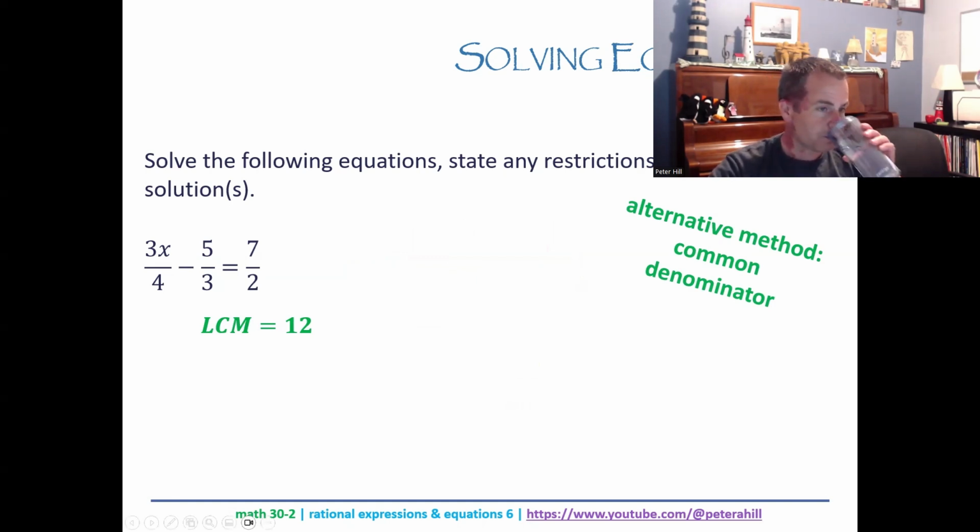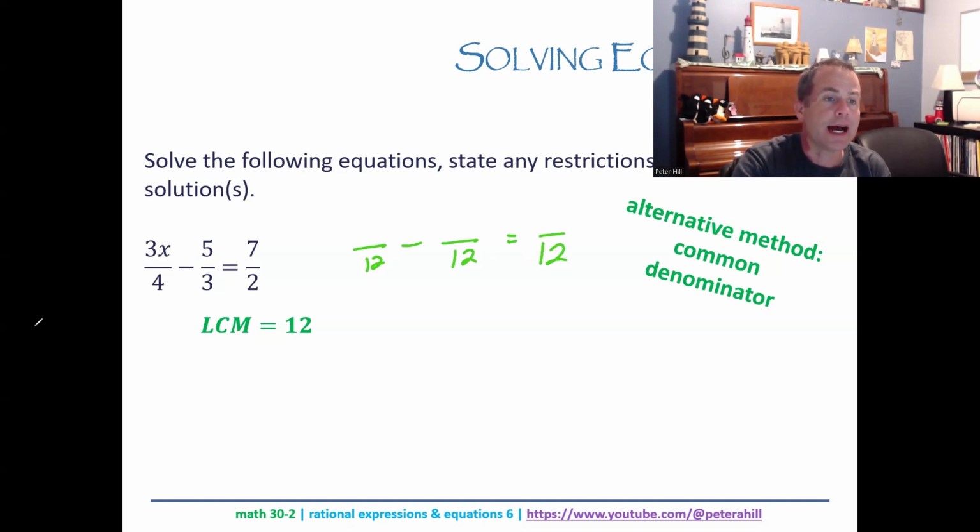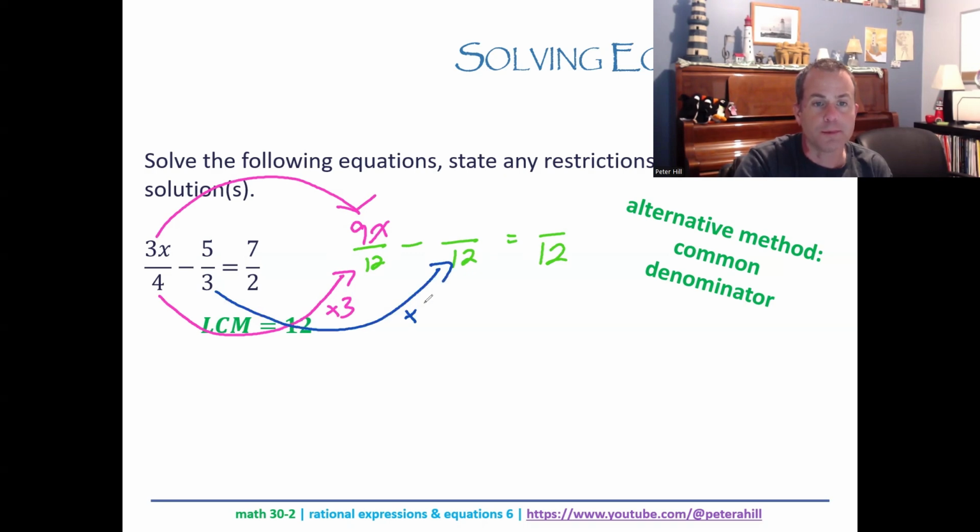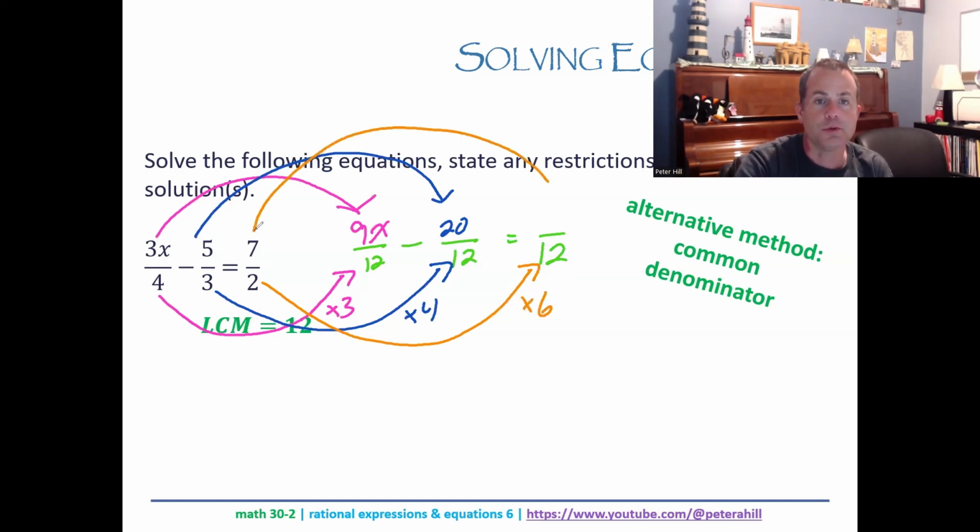Okay. Now, the common denominator is 12. So I would say, okay, let's set everything up as a fraction over 12. And I'd say, okay, how do I go from this 4 over to that 12? I multiply by 3, so that becomes 9x on the top. Whatever I do to the bottom, I have to do to the top, right? How do I go from 3 over to 12? I multiply by 4, so this is going to become a 20 there. And then how do I go from 2 over to 12? I multiply by 6, so whatever I do to the bottom, I have to do to the top, okay?